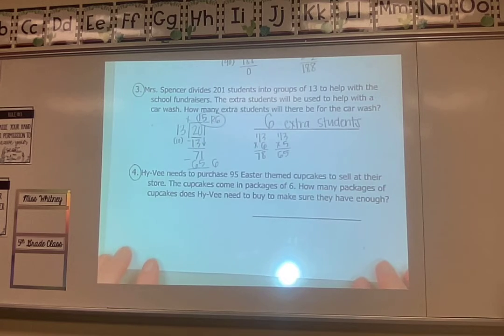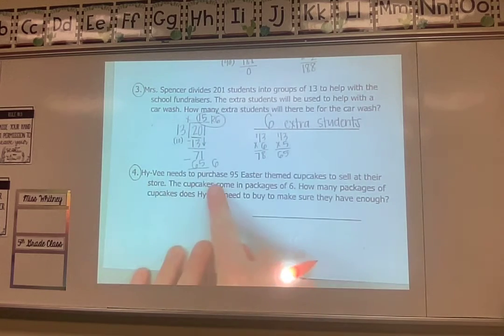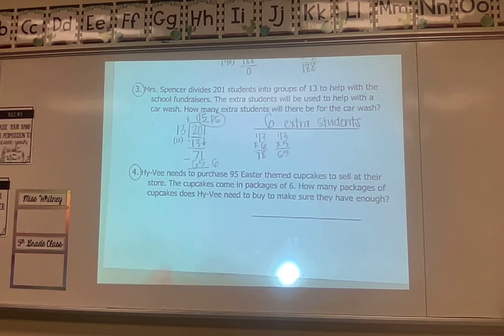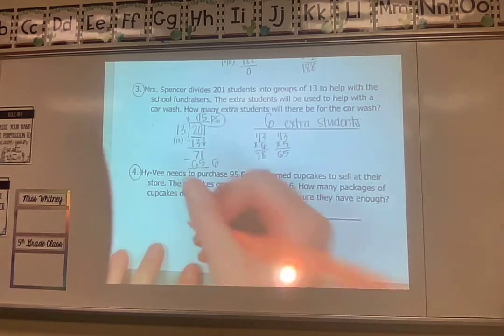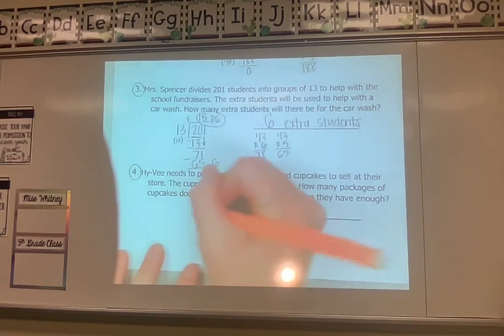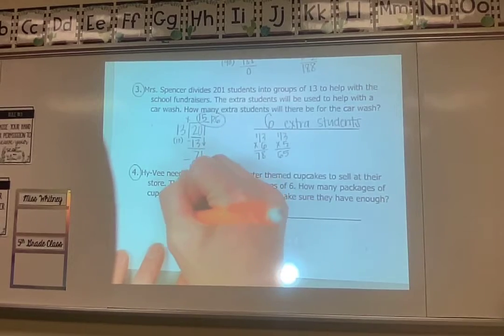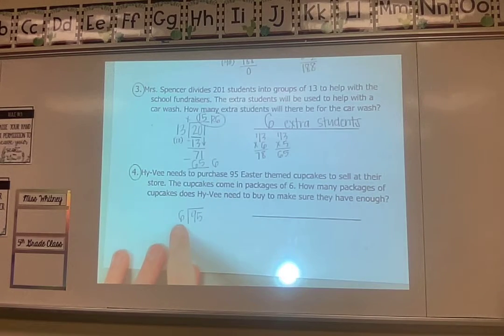Pause and solve if you haven't already. Hy-Vee needs to purchase 95 Easter-themed cupcakes to sell at their store. The cupcakes come in packages of 6. How many packages of cupcakes does Hy-Vee need to buy to make sure they have enough? All right, 95 is the total they need, so that goes in the house. 6 on the outside.